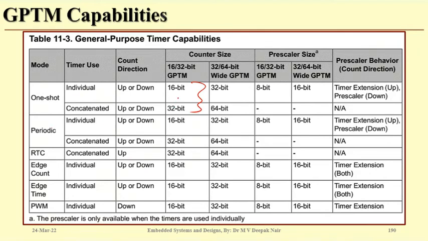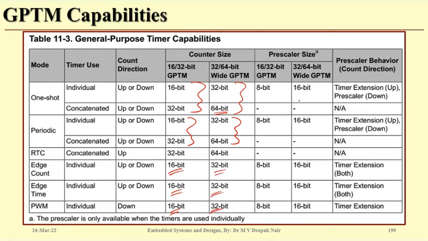This one shot can be either 16-bit or 32-bit by combining two 16-bit registers. It can be 32-bit or 64-bit by combining two 32-bit registers. Similarly, this one and this one. The rest are individually 16-bit, 16-bit, 16-bit, or can be used as 32, 32, 32.